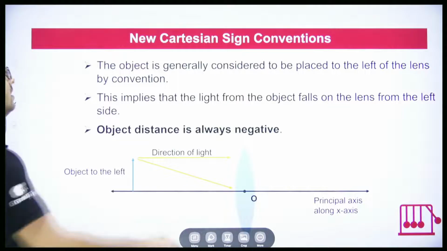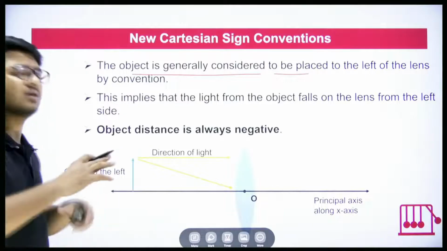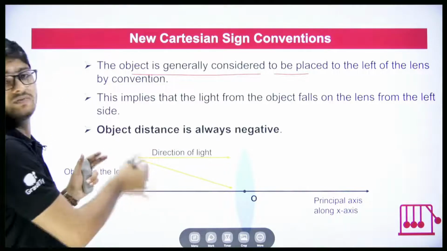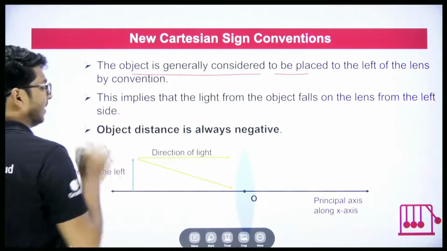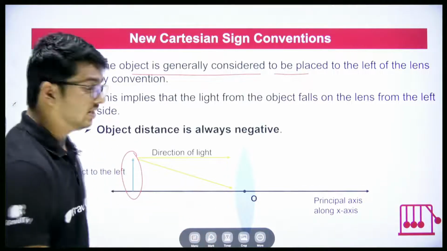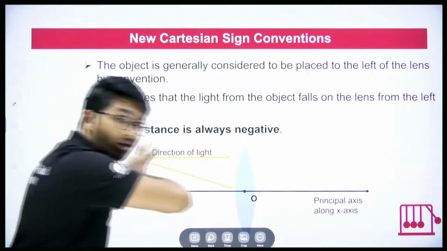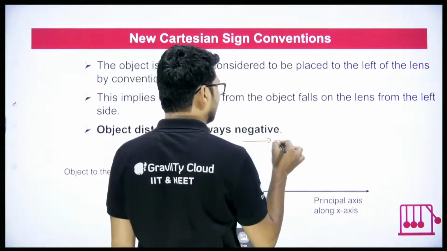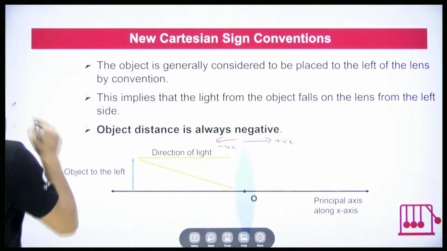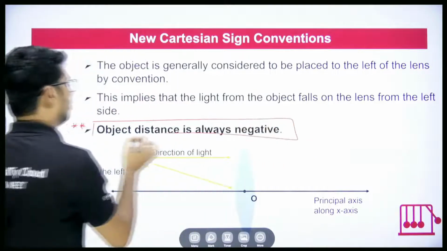As we discussed, the object is generally considered to be placed to the left of the lens, always. At least for class 10th, we take it to be towards left of the lens. This implies that if this is the object, the rays come from the object, so look at the direction of rays, the light direction is generally towards right. So generally we take towards right as positive and towards left as negative. And here there is one important point: object distance is always negative.